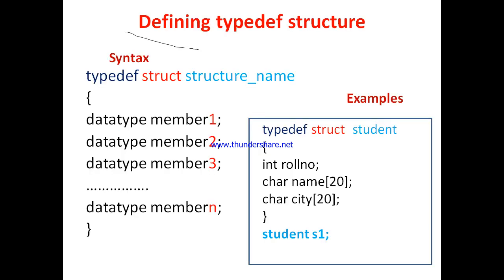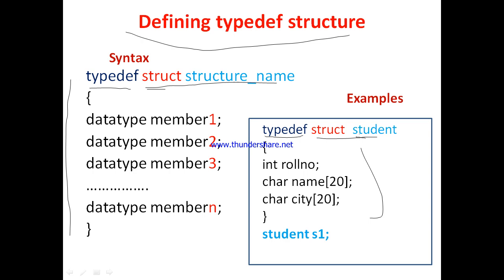Now defining typedef structures. We have already seen the syntax of the structure, but in this syntax we just have to add the keyword typedef before struct. If we add typedef before struct, then this structure becomes a typedef structure. Let us see the example. Struct student is already defined, but before struct we use the keyword typedef, so now student becomes a user defined data type. Here we have defined the variable s1 which has type student.